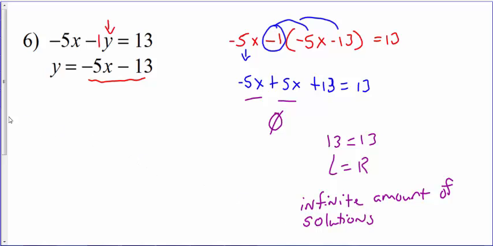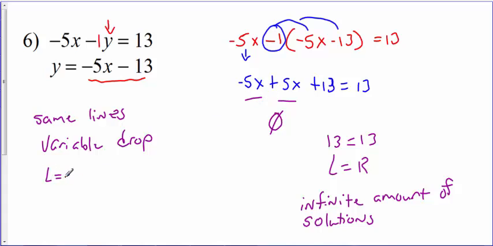And we get this when we have the same lines. If we were to graph these, we would find out that these are the same line. They touch the whole entire way. Our variables drop, meaning they go away, they cancel out. And our left side is set equal to our right, and they're equal. We found 13 equal to 13, so that means left side equals right side. In this case, the answer is an infinite amount of solutions.